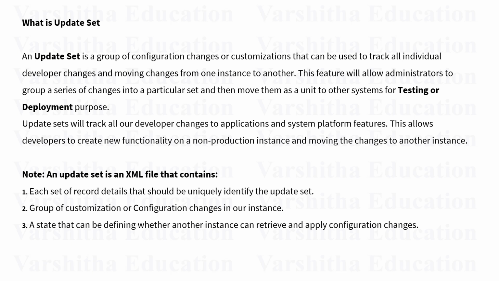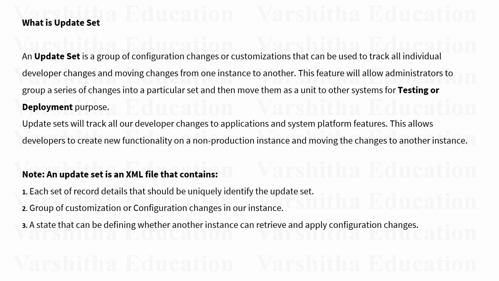So update sets will track all our development changes to applications and platform features. This allows developers to create new functionality on a non-production instance and move the changes into another instance, as I just explained. When we make developer changes, every change will be recorded, so we can move it to another instance, and it will enter into the other instance also. I will show it once.